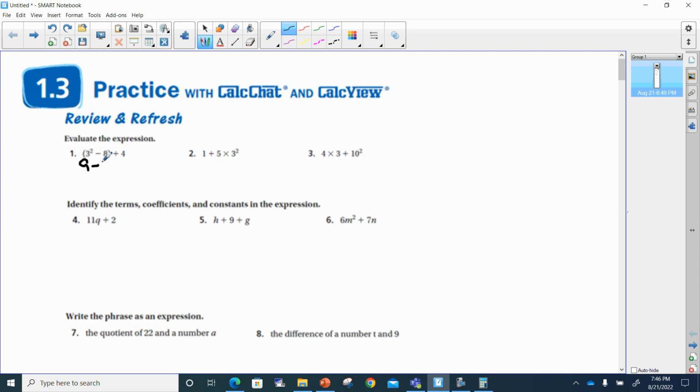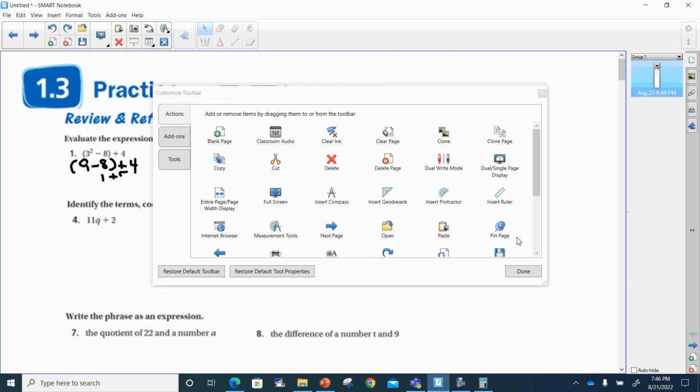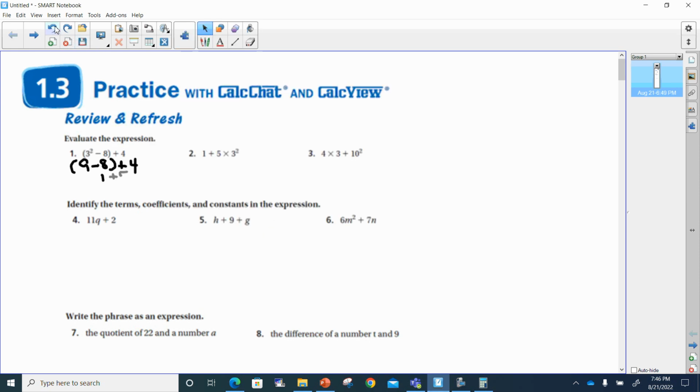Now I have 9 minus 8 in the parentheses, and again, I still must do parentheses first before I add to the number 4. So 9 minus 8 will be 1, and 1 plus 4 will be 5. So, I'm sorry, that should be 4. I don't even know how that came up. 1 plus 4 equals 5. Final answer.